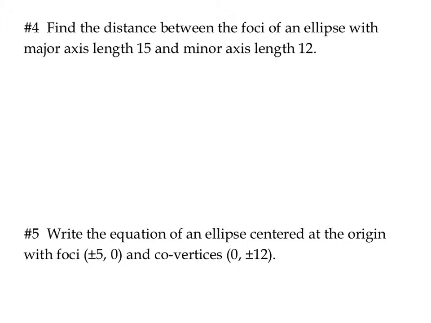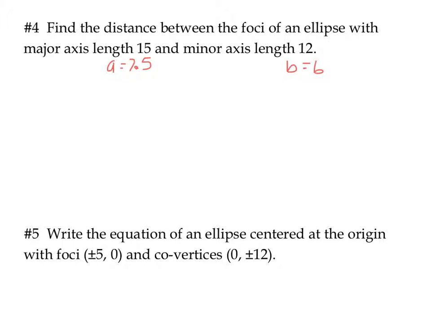So if the major axis has a length 15, that means the a value is 7.5, because the major axis is the distance from vertex to vertex. So the a value is from the center to just one of those vertices. And a minor axis length 12, so that means we have a b value of 6.